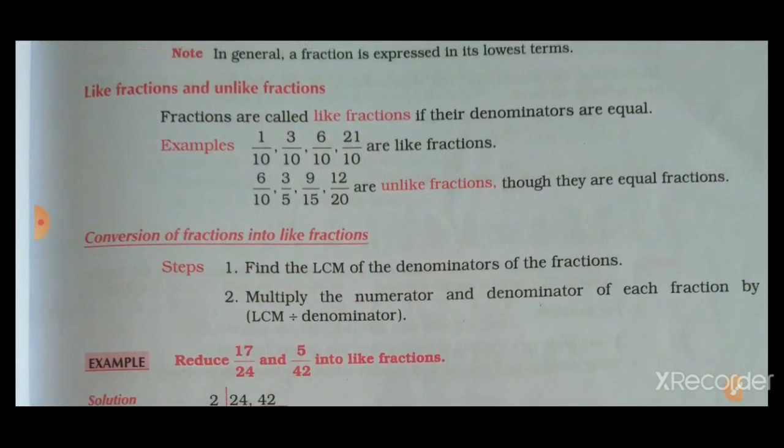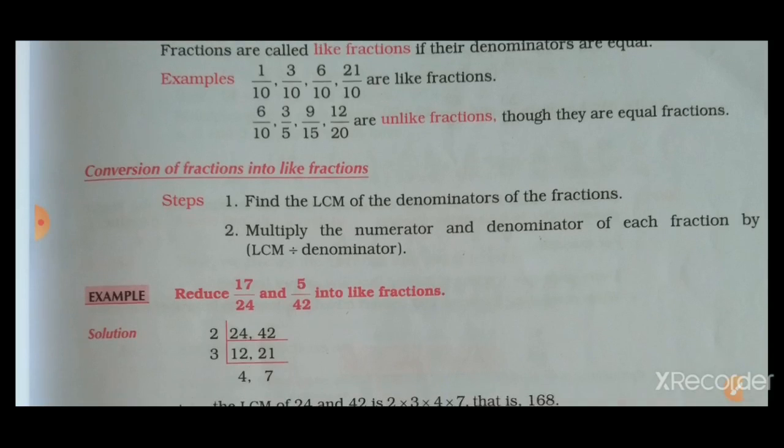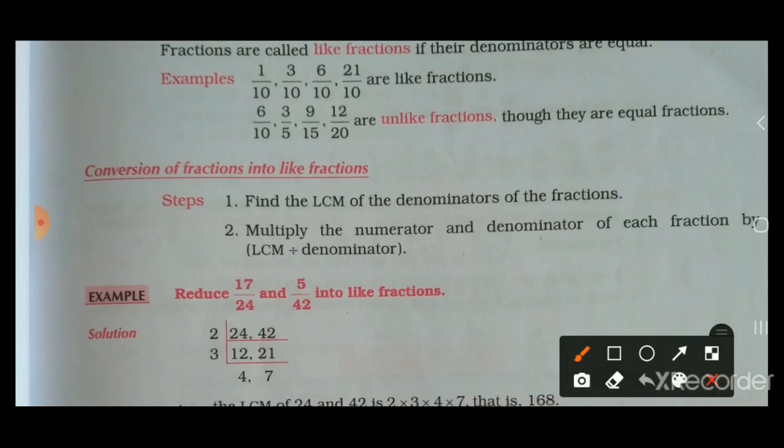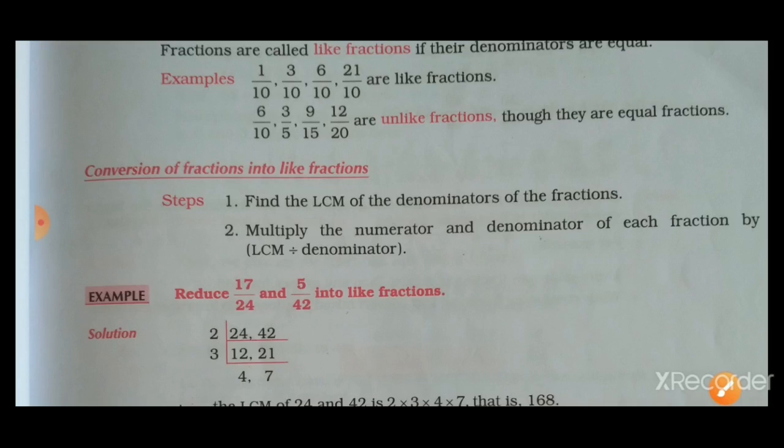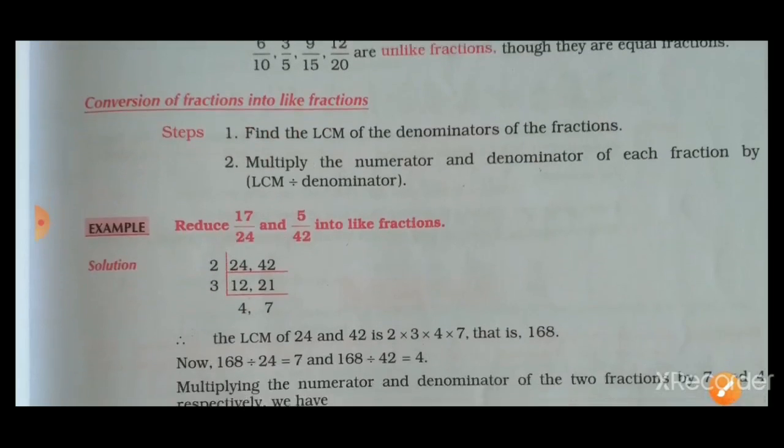Next is conversion of unlike fractions into like fractions. For this we have to follow some steps. First we find the LCM of the denominators of the fractions. Then multiply and divide the numerator and denominator of each fraction so that the denominator becomes the LCM. Students, all these things will become clear during the exercise.